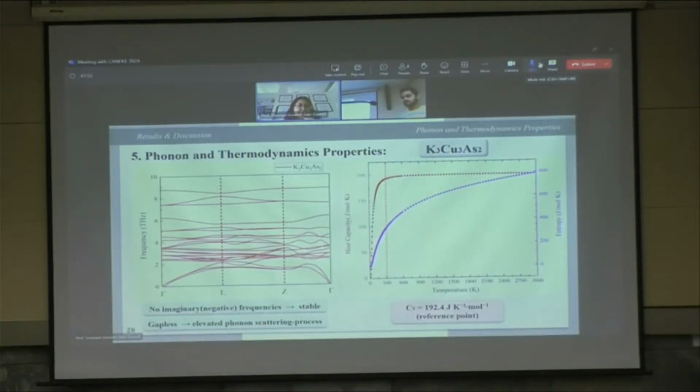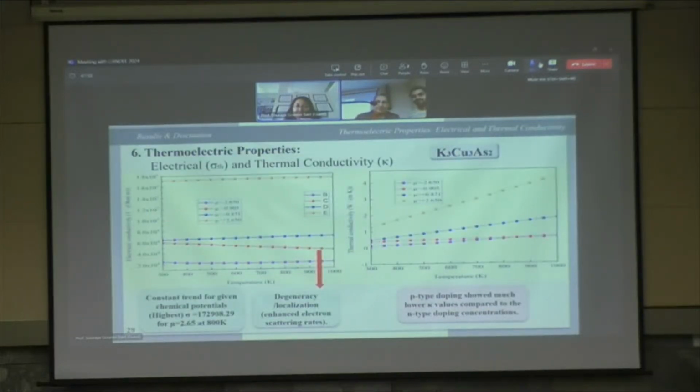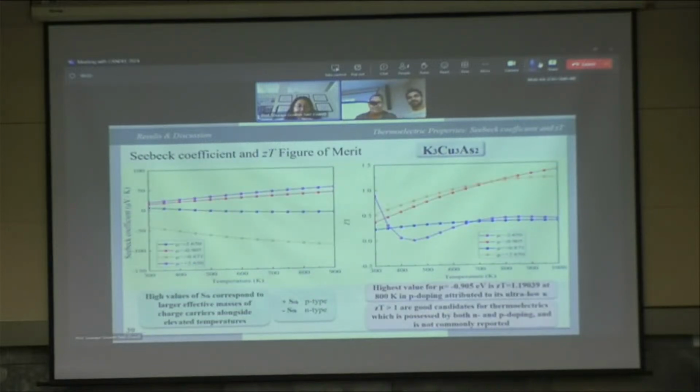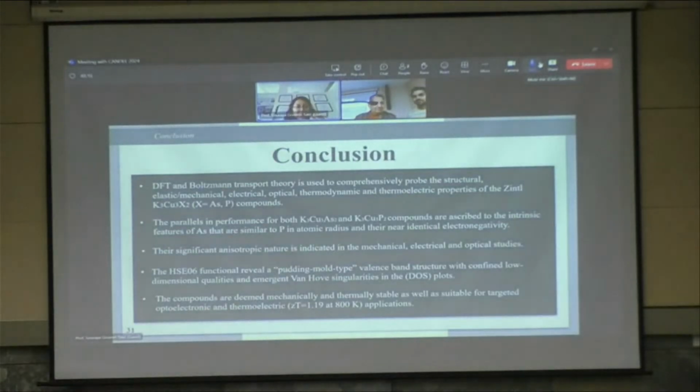Thermodynamically, they are stable. Phonons are stable, as we can see here. Sorry guys, I'm going to finish. We have all the thermal conductivity and thermoelectric properties. They don't have a high Seebeck coefficient, but they have low thermal conductivity. So they are now well used in thermoelectric applications. I wish I had more time, but it's okay.